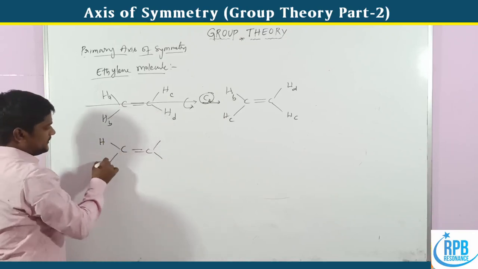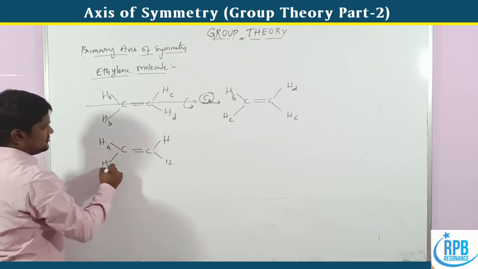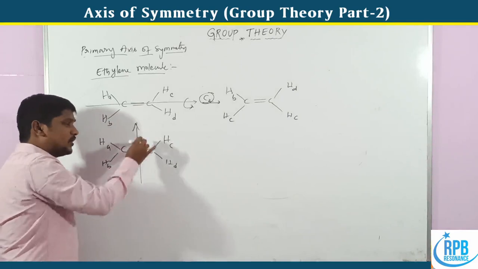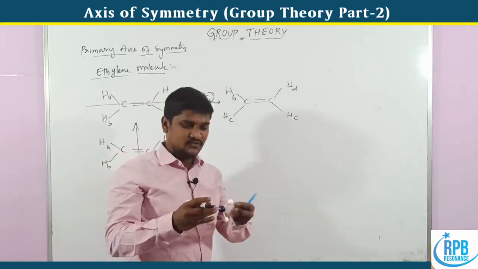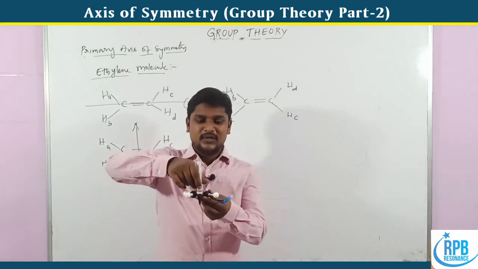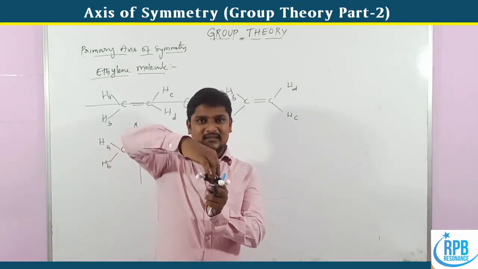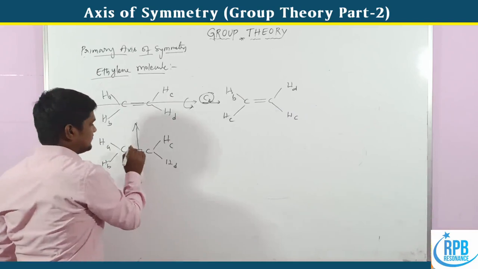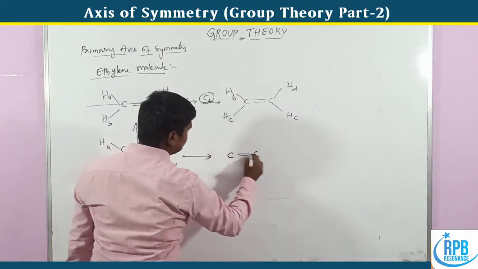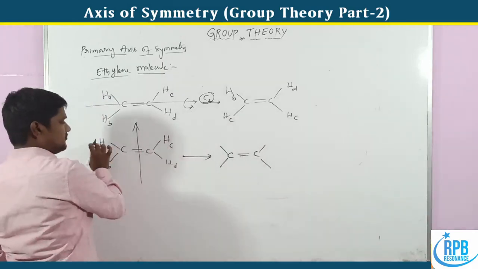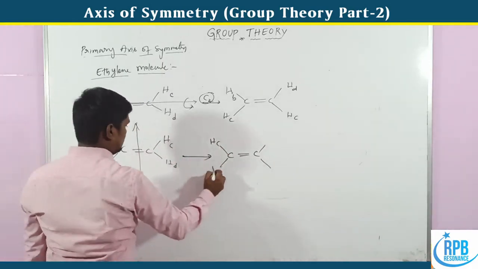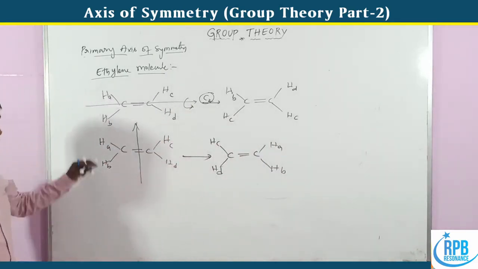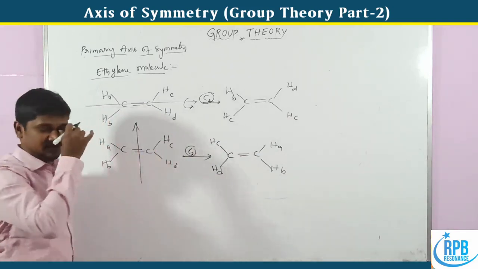Again, the ethylene molecule is present, with HA, HB, HC, HD. Now an imaginary axis passes in between the two carbon atoms, and we rotate like this. This is also a 180 degrees rotation, and a 180 degrees rotation is nothing but a C2 axis of symmetry. Now HC shifts over here, HD shifts over here, and similarly HA and HB. This is another kind of C2 axis of symmetry.